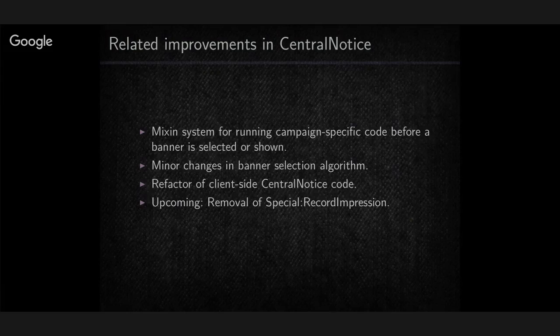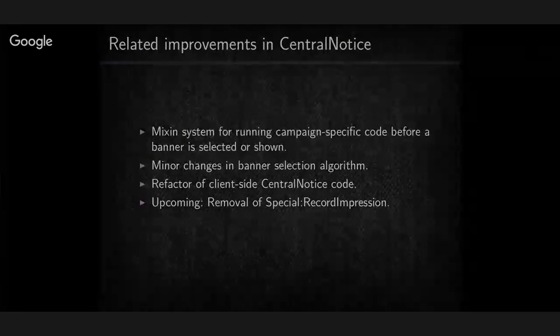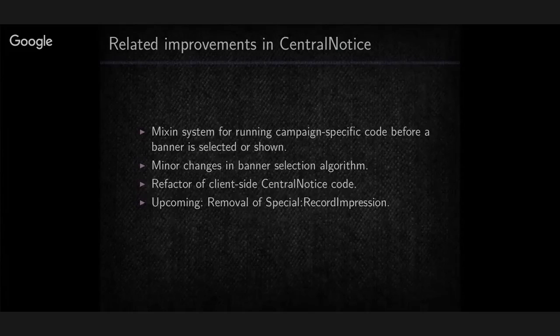And finally, just to mention that this new feature was developed in tandem with other changes in Central Notice, specifically a system that allows us to run code before a banner is chosen. This was important for other performance improvements that we need to do in Central Notice, especially the last one, which is upcoming, which is the removal of the dreaded special record impression calls, which are calls that are made to record, without sampling in the case of fundraising, when a banner is shown.